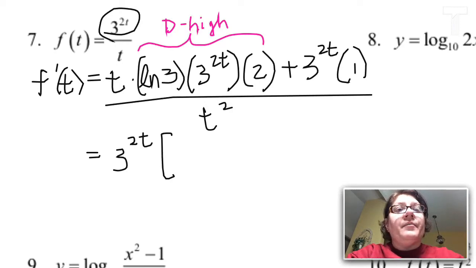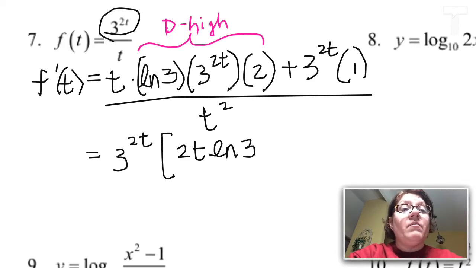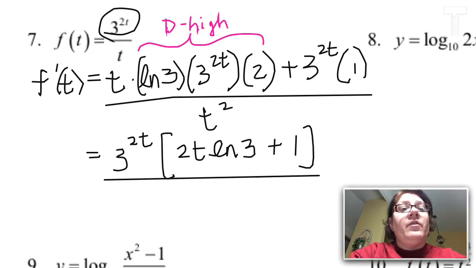And so I have a 2, a t, a natural log of 3, I rhymed it, and then plus 1 all over t squared. Did you catch the one teeny tiny mistake? Not so teeny tiny. It's low d high minus, that should be a minus, high d low.